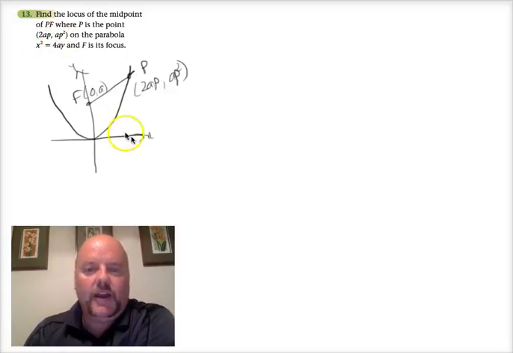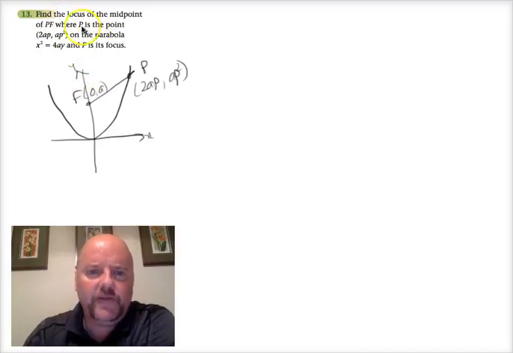Hang on. Okay, sorry, I just wanted to draw a diagram. So what we've got is the locus of the midpoint of PF, where P is the point (2ap, ap squared) on the parabola x squared equals 4ay, and F is its focus. So what I've got to do is find the locus of the midpoint.